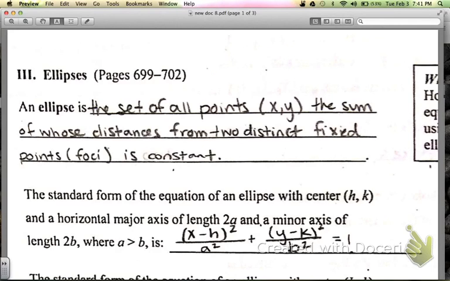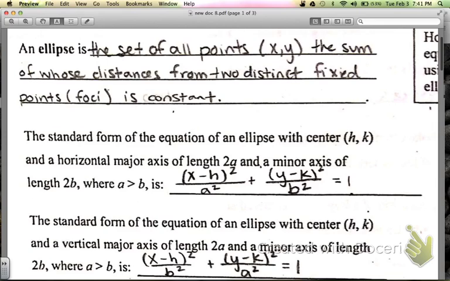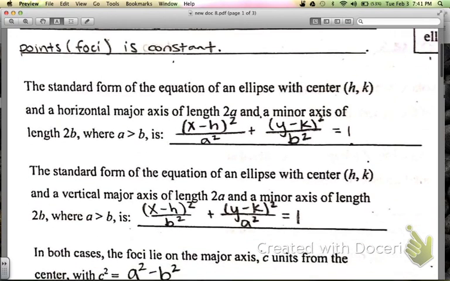The standard form of the equation of an ellipse with a horizontal major axis, like the one that I just drew going horizontally, is what you see there. So go ahead and copy that down. Hopefully it looks familiar from pre-calculus or algebra 2 maybe. And then vice versa, the standard form of an ellipse with a vertical major axis going straight up and down looks like that. So go ahead and copy that down as well.